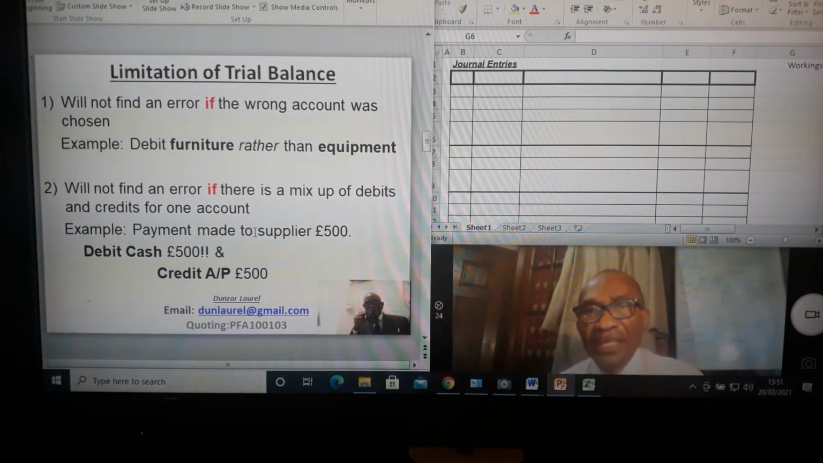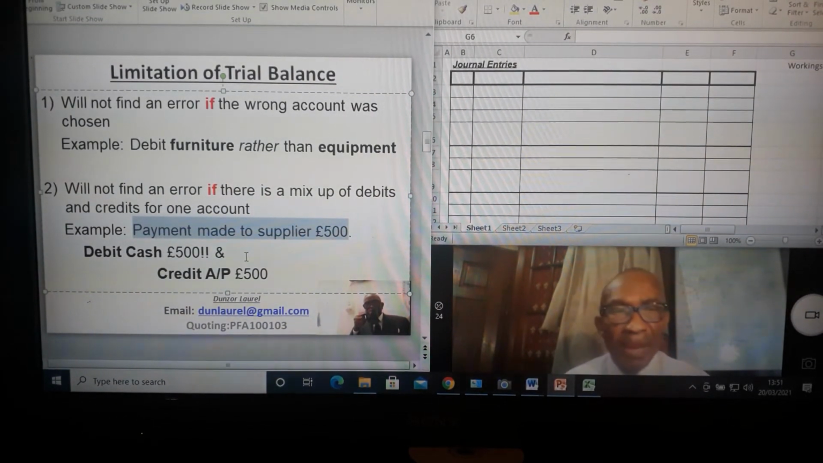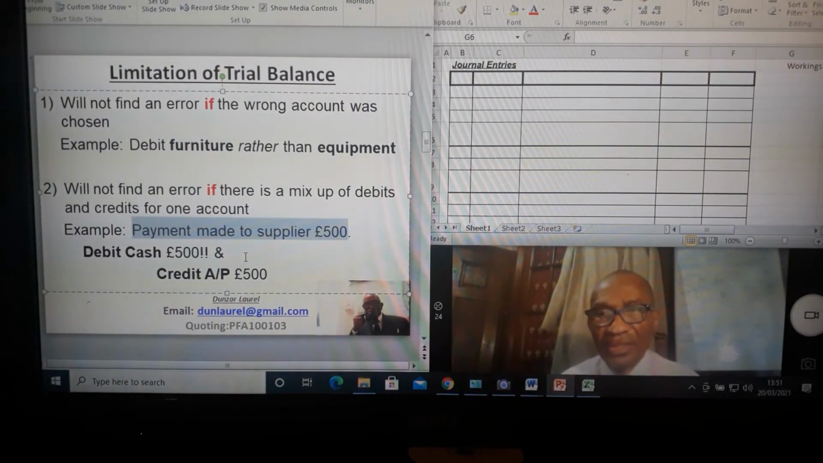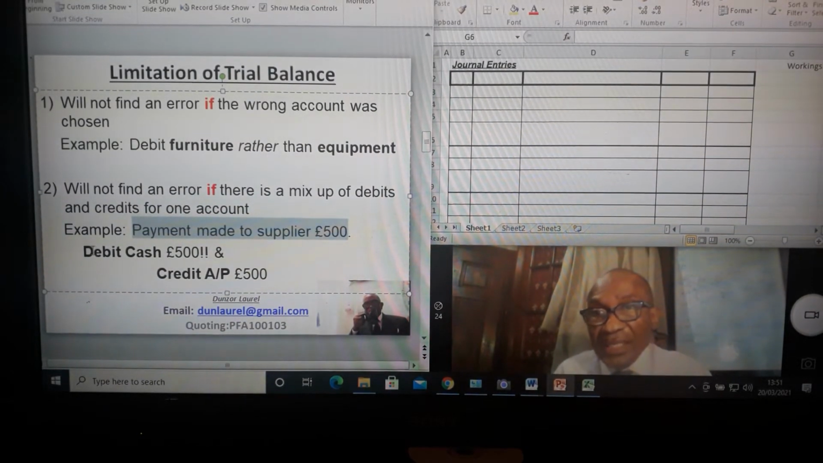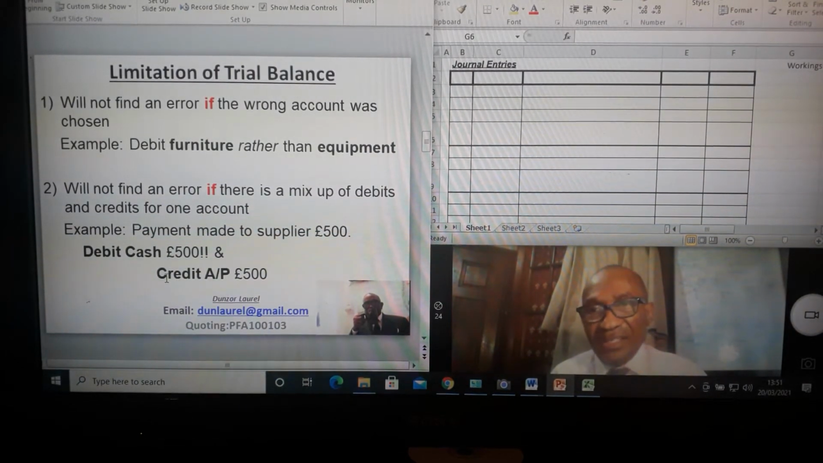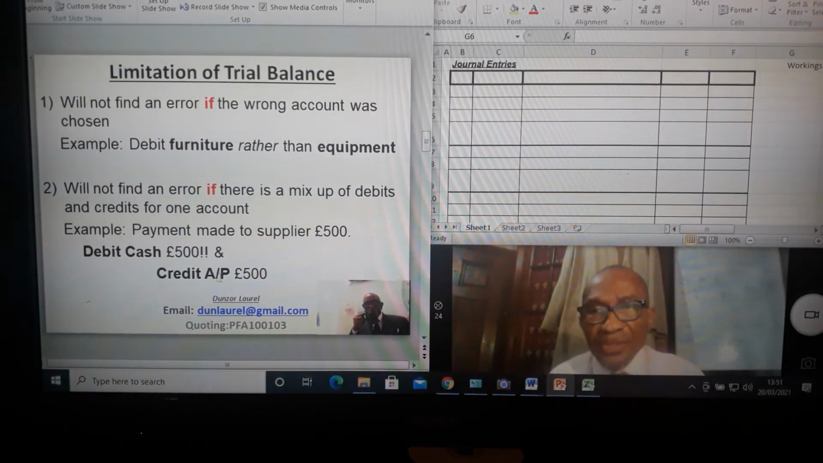As an example again, if the supplier is paid £50, and you remember my advice to debit the receiver and credit the giver. So if you go and debit the giver, that's wrong, which is done here. Cash was debited. And if you go and credit the receiver, that's wrong again. You have to credit the giver and debit the receiver. Accounts payable is receiving, so you should debit the accounts payable, not credit it.